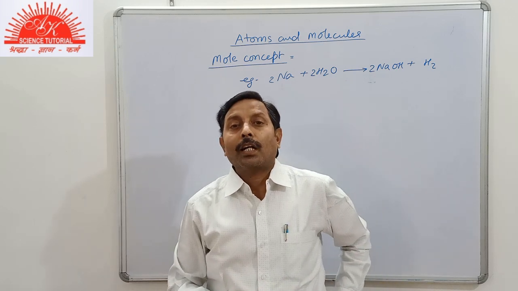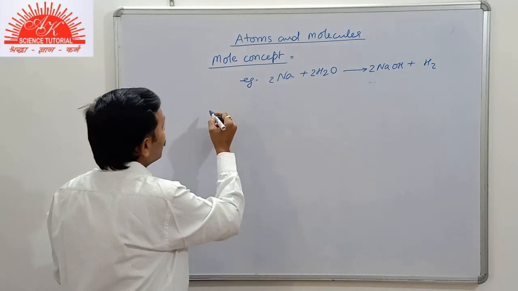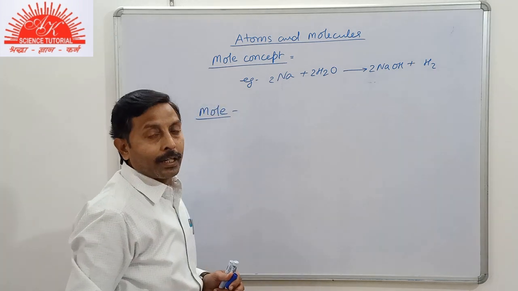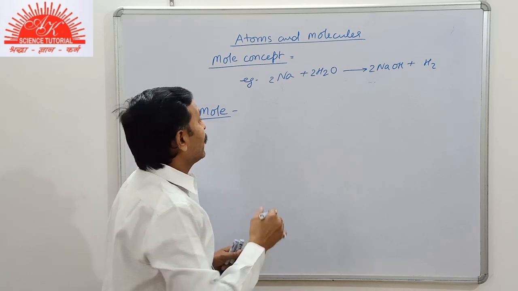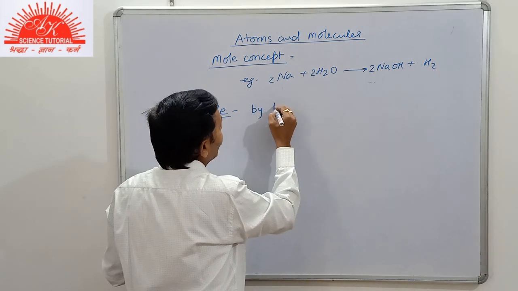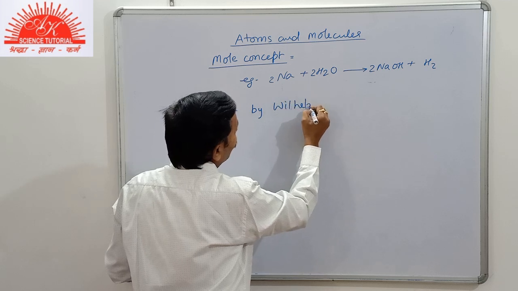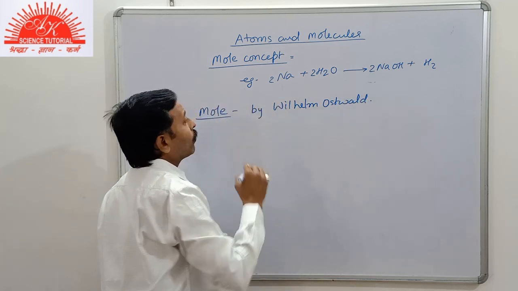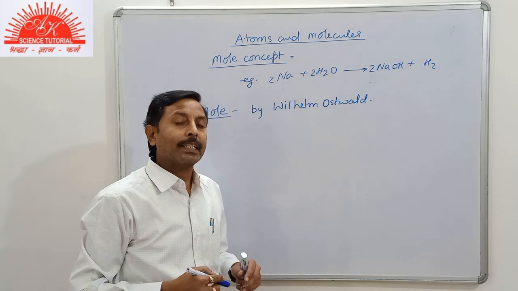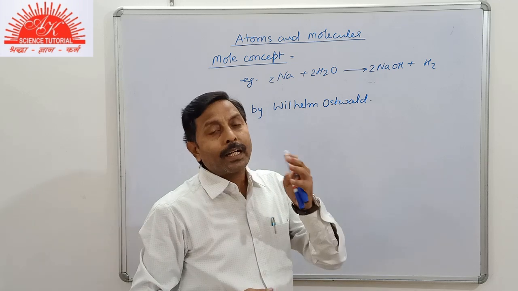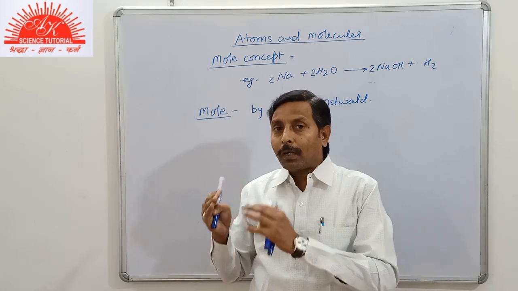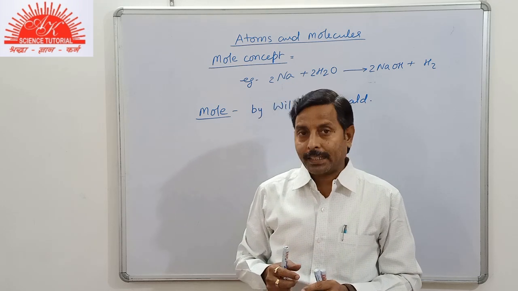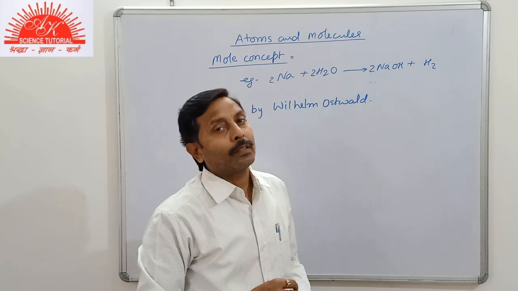The term mole was used. A mole was introduced as a unit. It was introduced by Wilhelm Ostwald in 1861, but it was accepted as our common unit in 1967 by modern scientists. Now then, what is a mole?